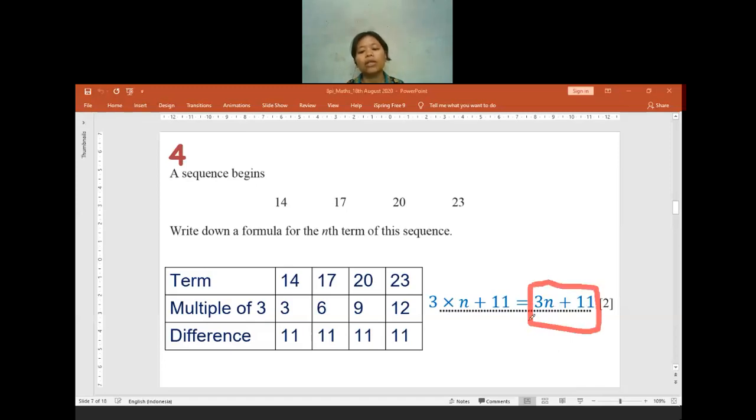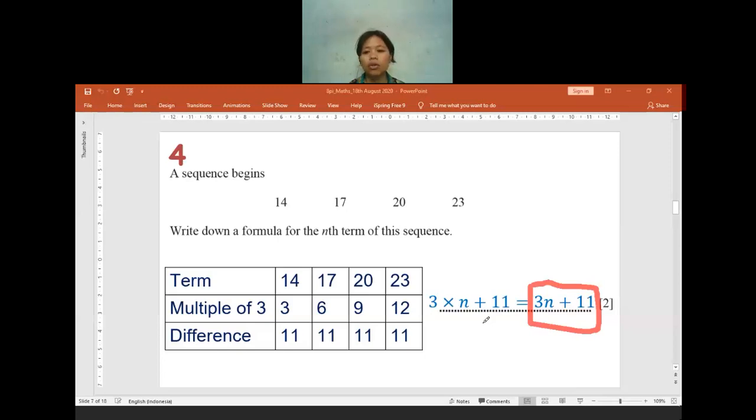If you write only 3n plus 14 or maybe 3n plus 10, you will get 1 mark. But if you write it completely, 3 times n plus 11 or n times 3 plus 11, you will get 2 marks. Is there anyone having any question, or maybe my explanation is confusing?